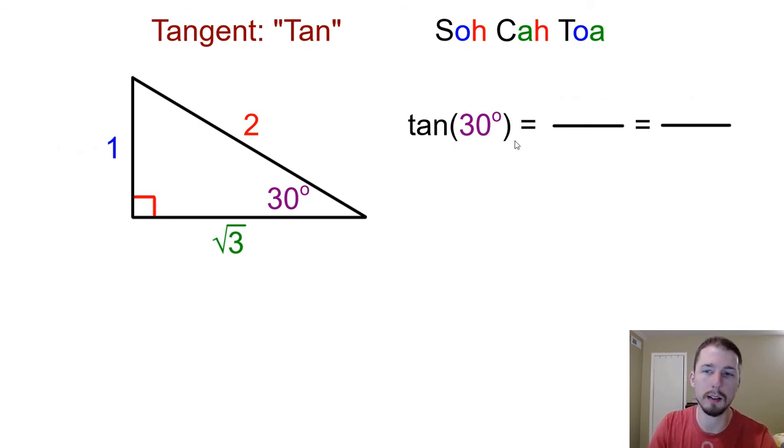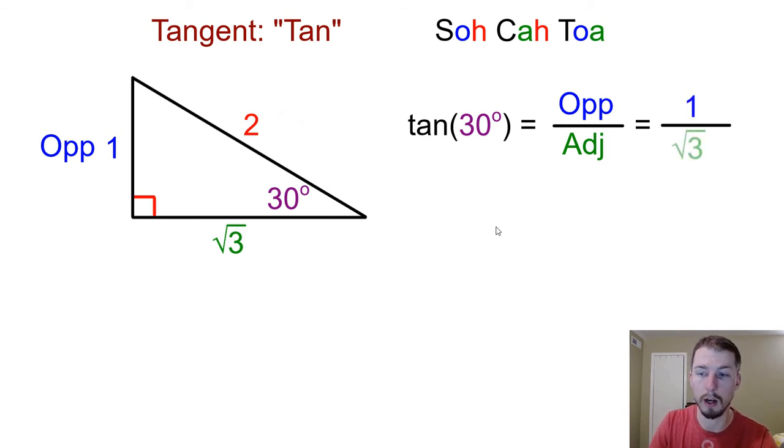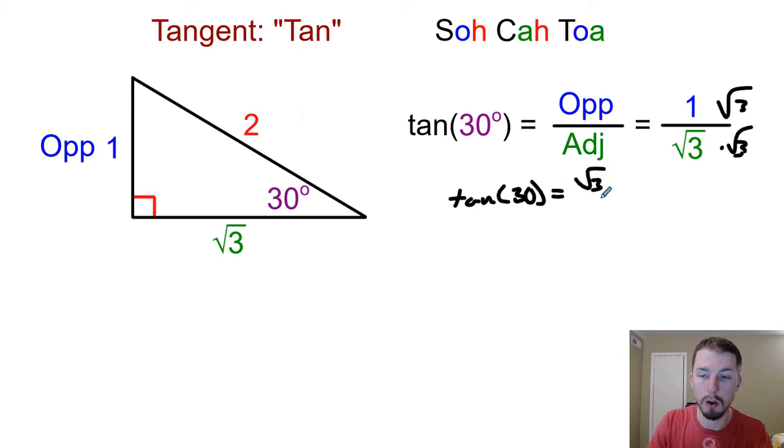And as you can probably guess, it's the ratio of the opposite to the adjacent, which is TOA. Tangent is opposite over adjacent. So our opposite side of 30 is 1, and our adjacent side is radical 3. So this is 1 over radical 3. Now typically we would rationalize the denominator, right? So we multiply by rad 3, and we end up with rad 3 over 3. Oftentimes tangent of 30 is given to us as radical 3 over 3, because they rationalize the denominator.